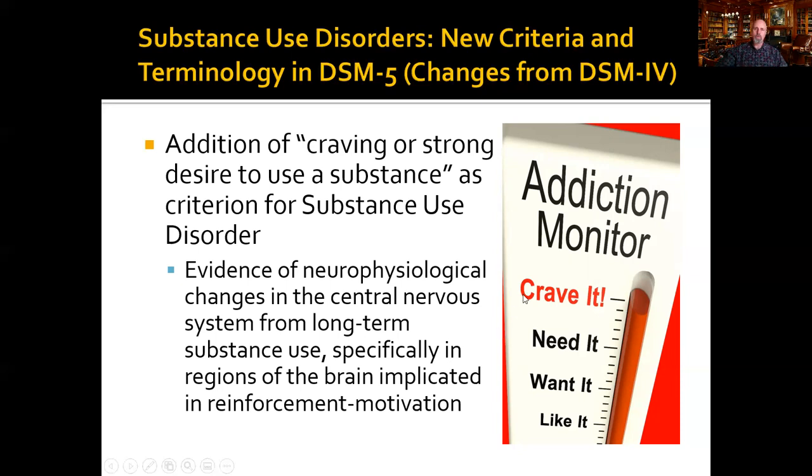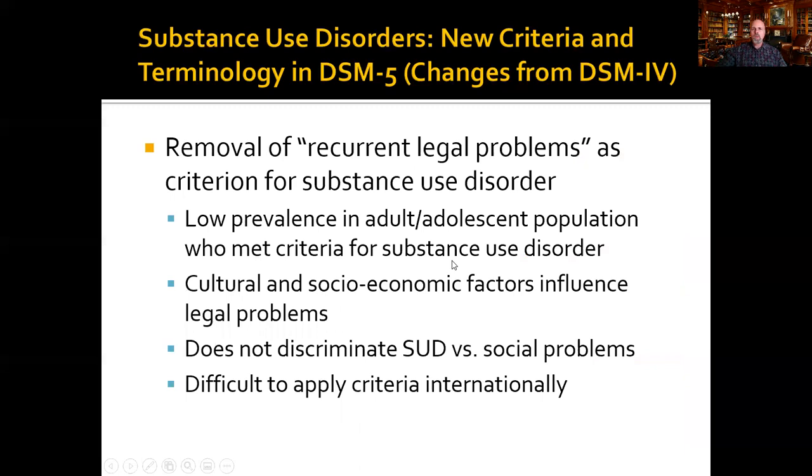So now that's one of the criteria used to determine a substance use disorder, because experimental cocaine users don't have the same neurological reaction as somebody that's developed what we used to call an addiction. The DSM-5 also removed recurrent legal problems as one of the criteria for a substance use disorder. They found that it wasn't a direct correlation.